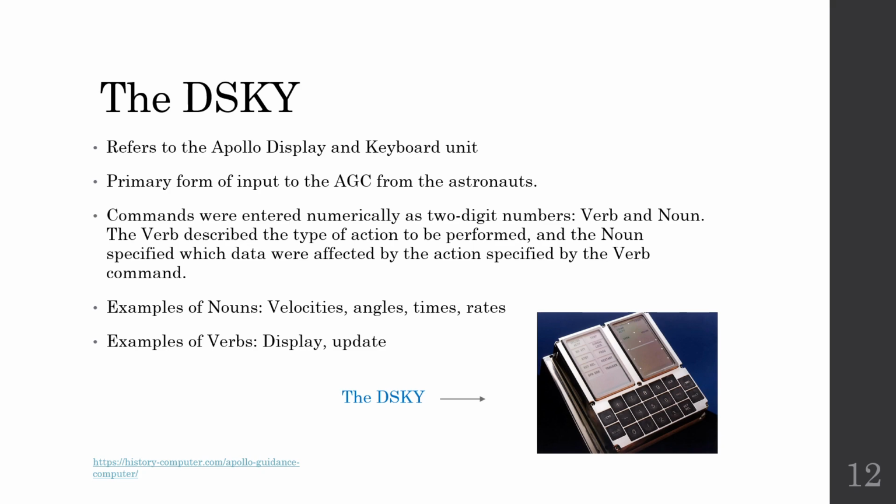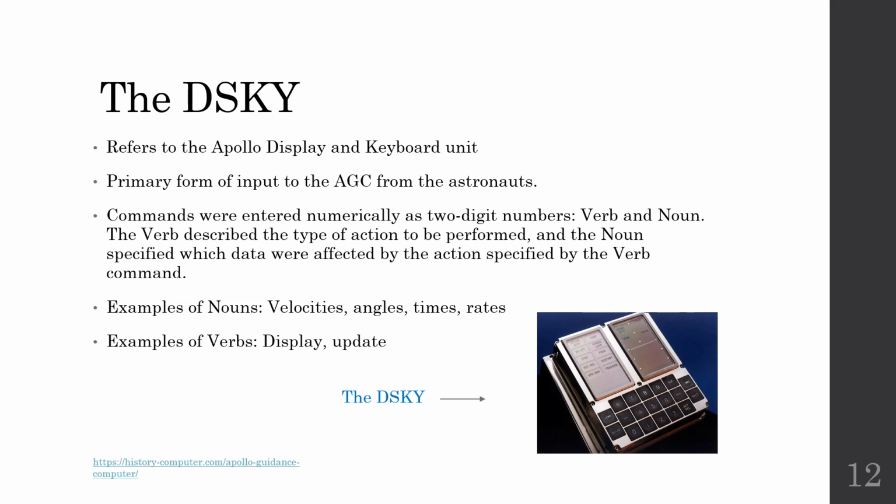Astronauts used to enter instructions and commands to the AGC from the DSKY, and it also contains displays to show the altitude, range, and other important data to the astronauts. Commands entered to the Apollo guidance computer consist of two parts: the verb part and the noun part. The verb part basically means an action, to display or update, to print something like that. And the noun part is basically a value on which an action can be performed. Examples of nouns are velocity, angles, times, and rates.